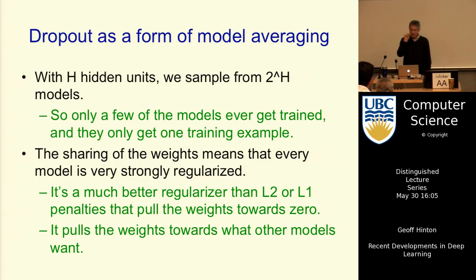So only a few of these architectures get trained, one per training example. But this massive weight sharing is a much better regularizer than things like L2 and L1, because the weights are being pulled not towards 0, but towards what other models would like them to be. They're being pulled towards sensible values. So it's not just shrinkage. And so having this exponentially large set of models with all this weight sharing turns out to work extremely well.